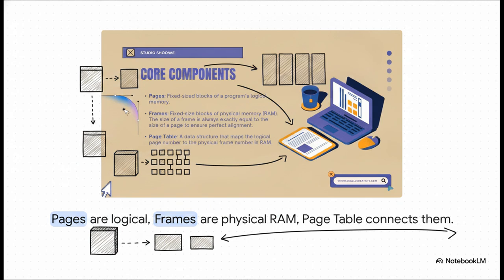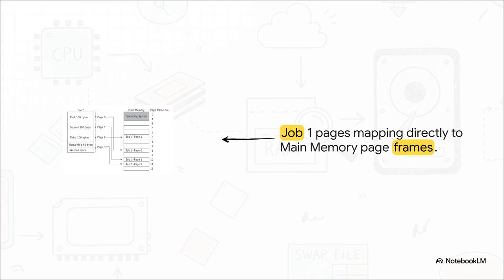Second, we have frames. Now, these are the fixed-sized blocks of your actual physical memory, your physical RAM. Crucially, the size of a frame is always exactly equal to the size of a page, ensuring everything aligns perfectly. And third, the page table. This is the essential data structure that maps the logical page number directly over to the physical frame number in your RAM.